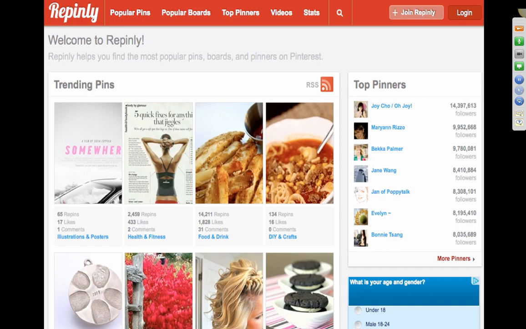Just to close here, I want to go through a few of the tons and tons of widgets and tools out there for Pinterest. This one here is Repinly. It helps you find the most popular pins, boards, and pinners on Pinterest. So if you are looking at communicating with some of the top pinners that have a lot of followers, look at this first one, Joy Cho, 14 million followers. If you can get her to pin something about your destination, look at the number of followers that will see that particular picture. So there are tons of tools like Repinly that will give you access to the things that you need to be able to do what you want to do.